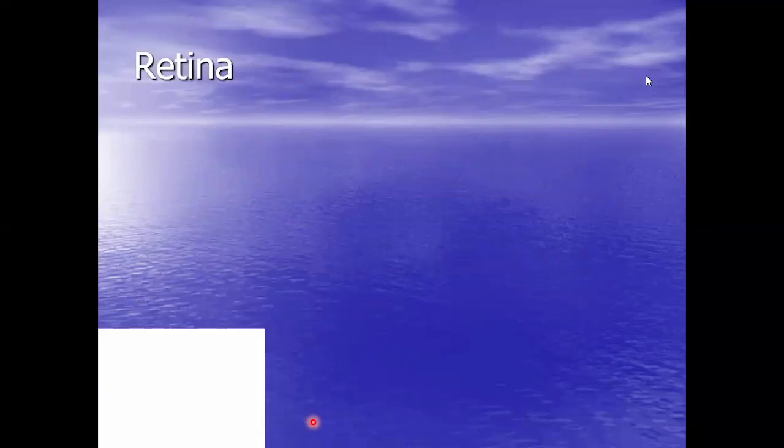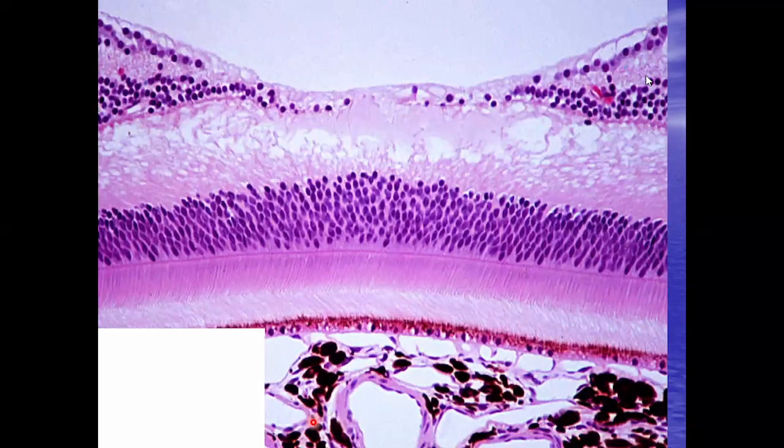For the retina, this is a section of the retina. We had looked at it before. The outermost layer is the pigmented layer comprising simple cuboidal epithelia, retinal epithelia. These cells are focusing light on the outer segments of rods and cones. They also act as phagocytes. They phagocytize the extruded distal parts, the outer segments of rods and cones. Outer segments of rods and cones are continuously being renewed. So these are phagocytic cells.